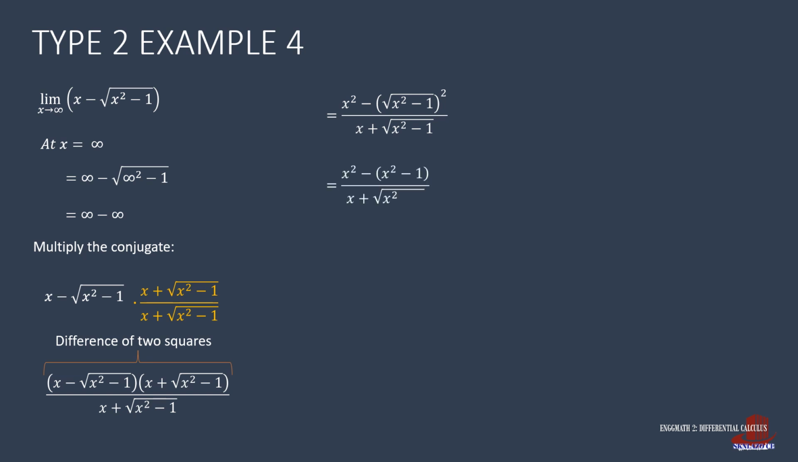This then can be written as x squared minus the quantity of x squared minus 1, and further simplified as x squared minus x squared plus 1, all upon x plus the root of x squared minus 1. From here, we can clearly cancel x squared in the numerator and get 1 upon x plus the root of x squared minus 1.